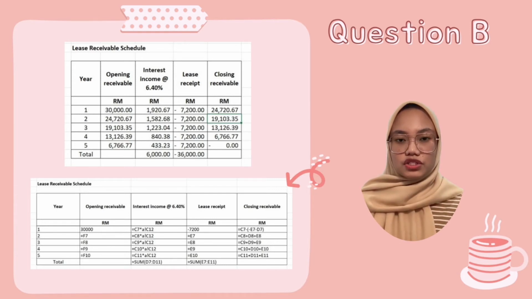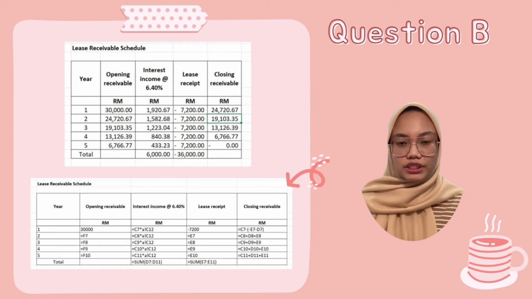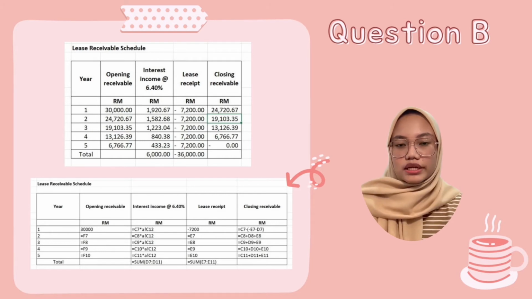Next, to calculate the interest income for year 1, the opening receivable must be multiplied by the effective interest rate that we got from question A, which is 6.40%, then you will get 1,920.67. As for year 2 until year 5, you just use the same formula that I just gave you for year 1. As for lease receipt, the amount is 7,200 from year 1 until year 5 because we take the amount from question A.